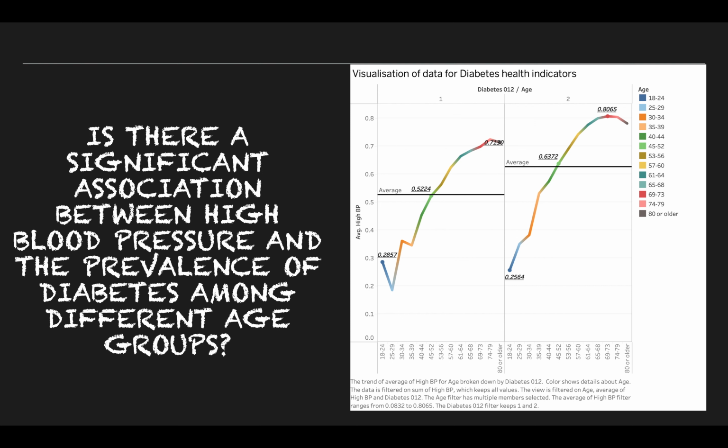Here I identified another association between high blood pressure and the prevalence of diabetes among different age groups, which is presented in this graph. Here I used a line graph that depicts the relationship between age, average high blood pressure and diabetes. Diabetes is on the x-axis, age is on the y-axis, and average high BP values are also on the y-axis.